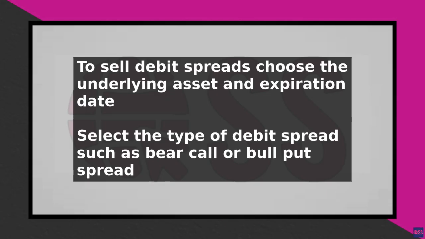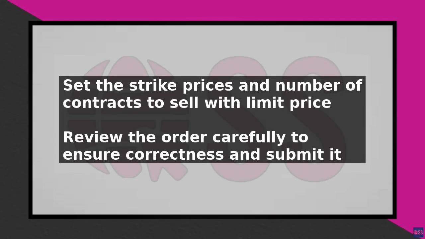A bull put spread involves selling a put option with a higher strike price and buying a put option with a lower strike price. After selecting your spread, you need to set the strike prices and the number of contracts you want to sell. Make sure to set a limit price for your spread, which is the maximum amount you are willing to pay for the spread.